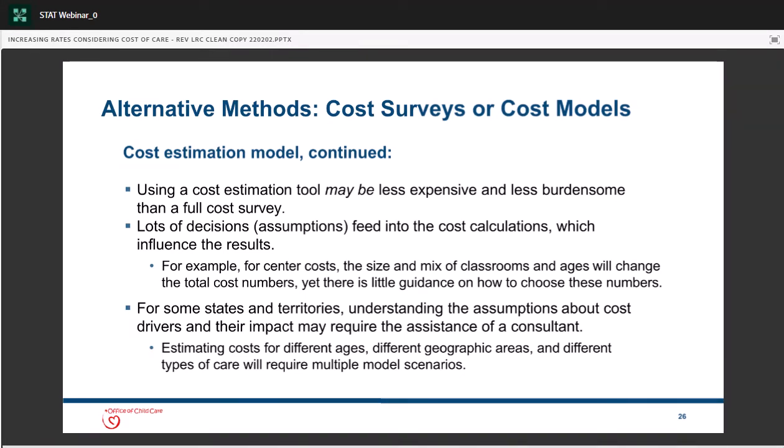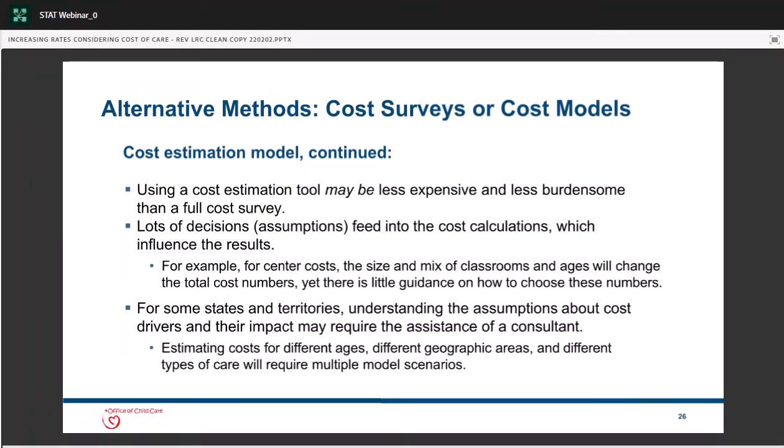However, in the PCQC and many estimating tools, the user must still make many decisions that will influence the final total cost estimates. I'm going to address just a few of those real briefly. One of the biggest challenges in cost estimating within child care is that the assumptions about the size and mix of classrooms and ages are critically important to the total cost numbers. Using the number of classrooms and age mix in a typical center yields one estimate of costs. Changing the number of infant rooms or the total rooms will yield different cost per child estimates.